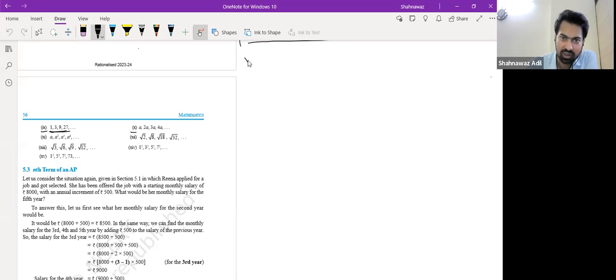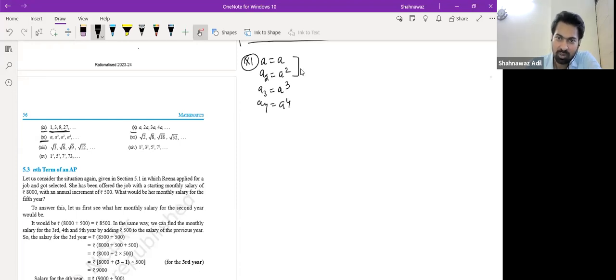11th one. What is the first term? A is the first term, right? A2 is A square, A3 is A cube, and A4 is A to the fourth, right?